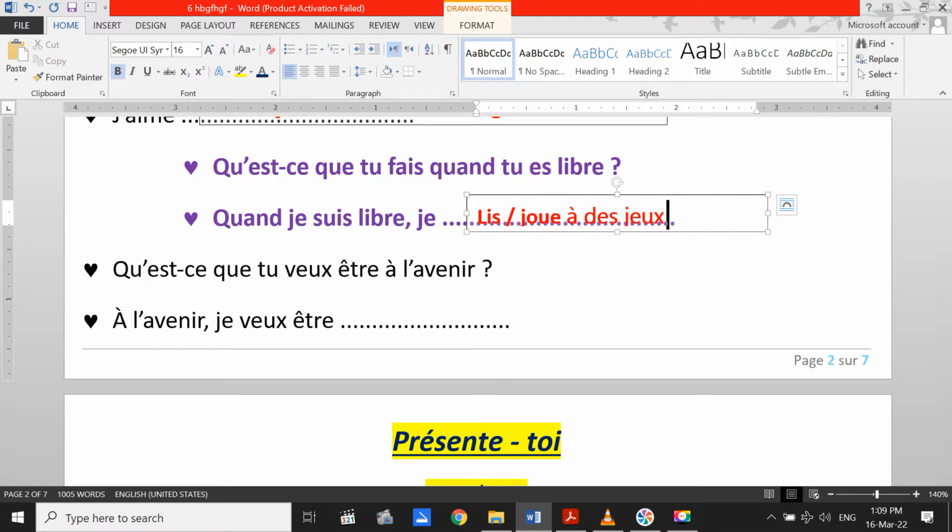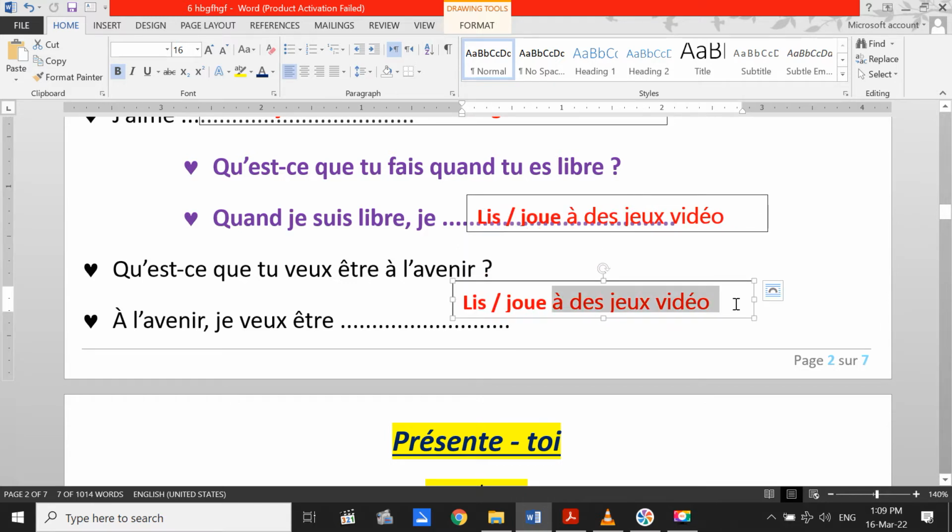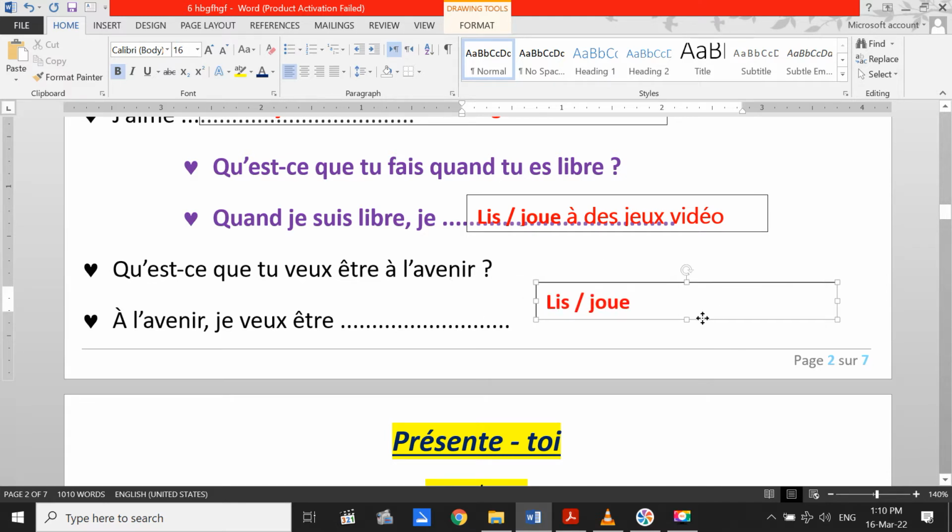Des jeux vidéo. Jeux vidéo means video games. And pay attention that video games doesn't have an S here with video. Donc, à l'avenir, qu'est-ce que tu veux être à l'avenir? Qu'est-ce que tu veux être ou devenir à l'avenir?